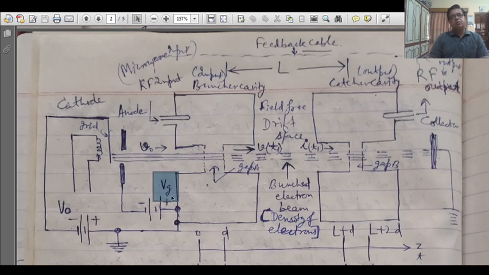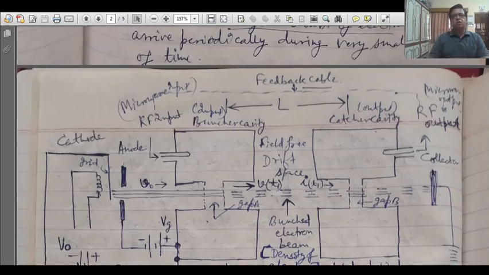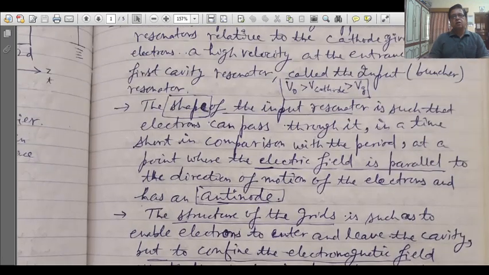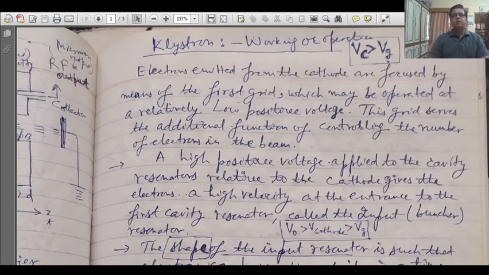The second voltage is applied between the anode and grid, that is known as VG, and this voltage is applied between the cathode and cavity, so it gives high acceleration to the electrons. So there are three voltages. We can easily understand the first part.